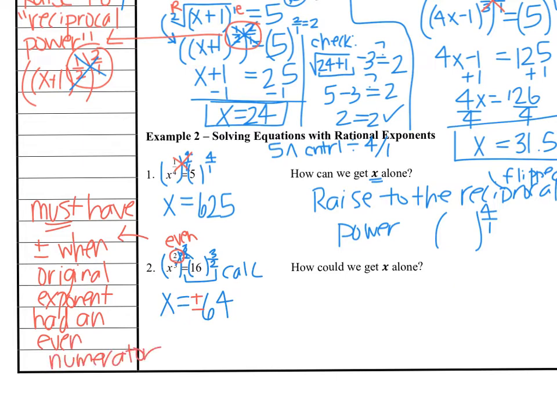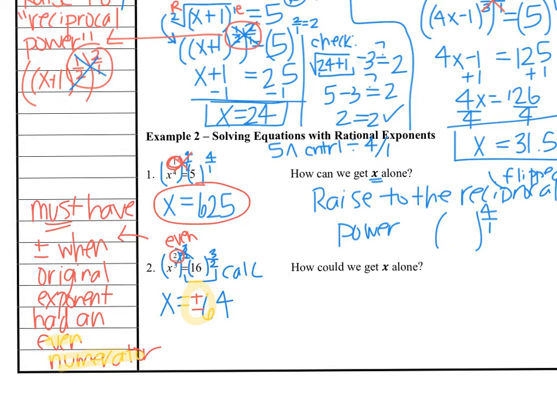Okay, if it has an odd numerator, you do not have to put it in there. So we want to make sure that we are looking at even numerators must have the plus or minus in there. Just like for example number 1 previously, we did not have to have a plus or minus because our original exponent was odd.